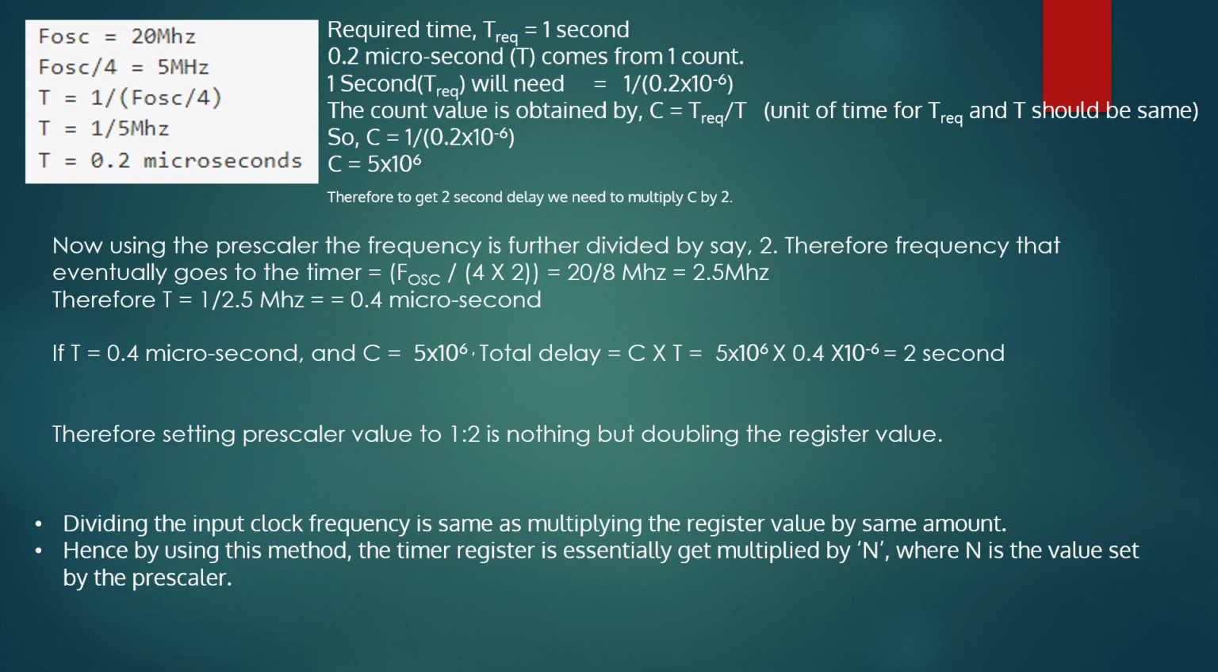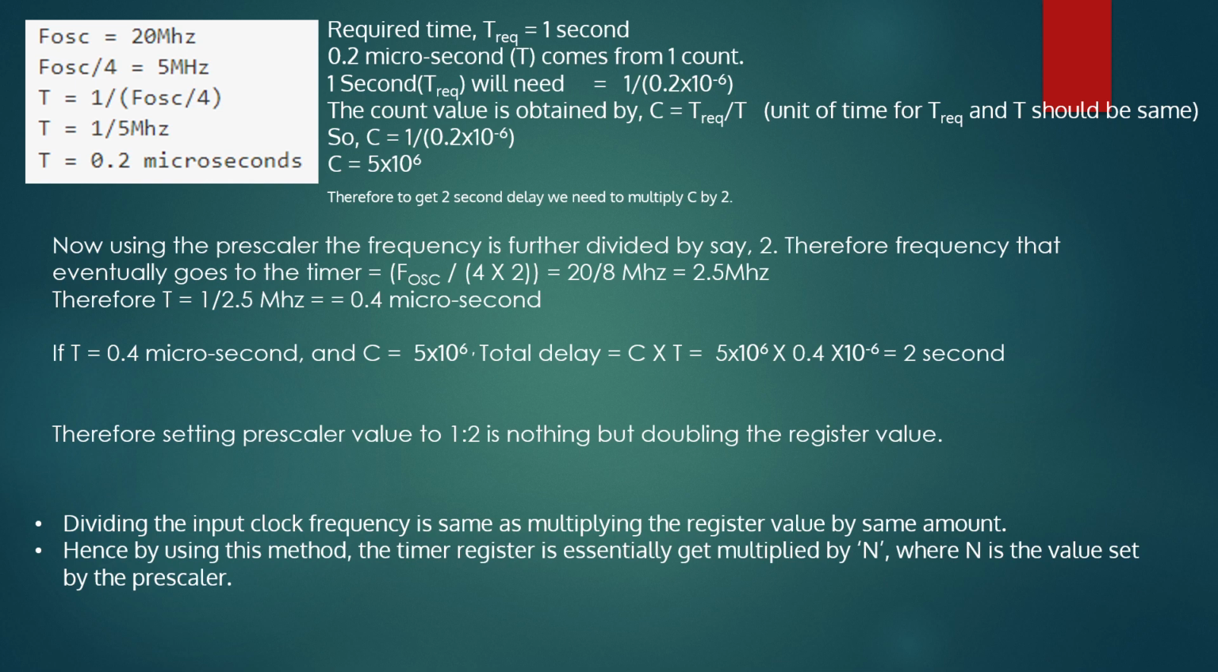Therefore, the frequency that eventually goes to the timer is equal to F oscillator divided by 4 and again divided by 2. Divided by 4 due to the machine cycle that we have already seen, and again 2 due to the prescaler. So what will be the frequency going to the timer? That is 2.5 megahertz. Therefore, what will be the time period? The time period will be 1 by 2.5 megahertz, which is equal to 0.4 microsecond.